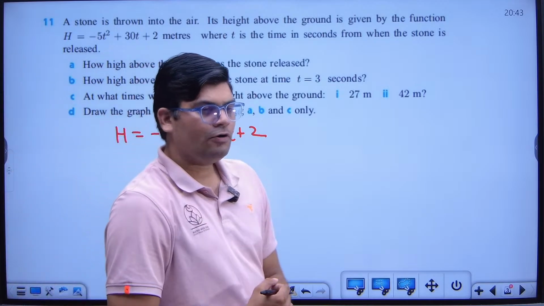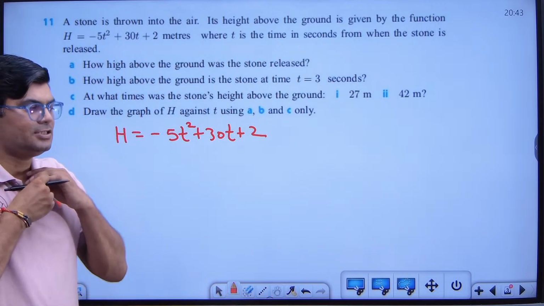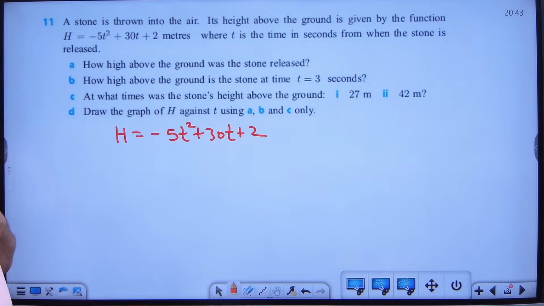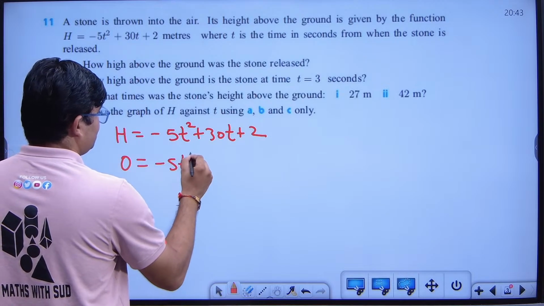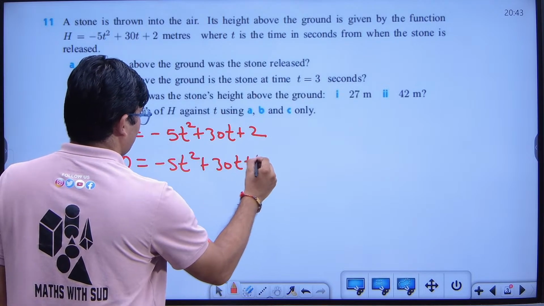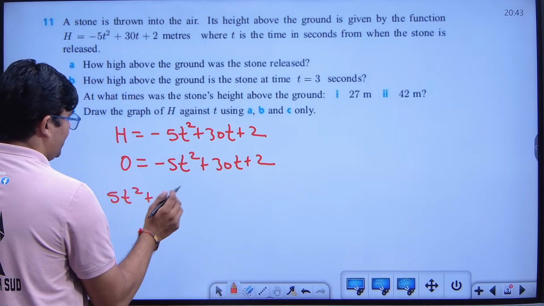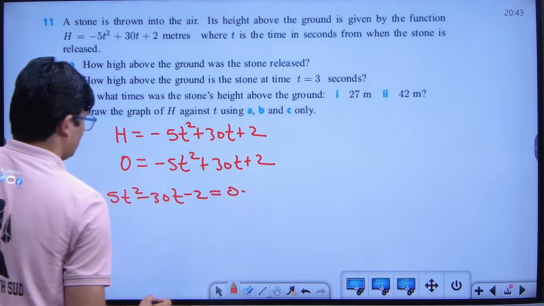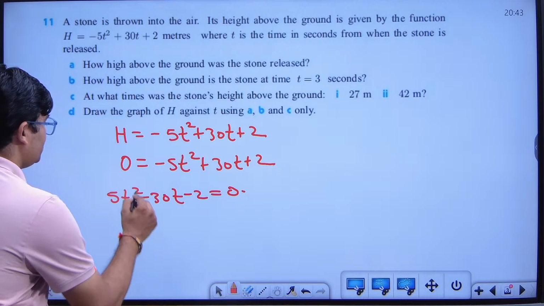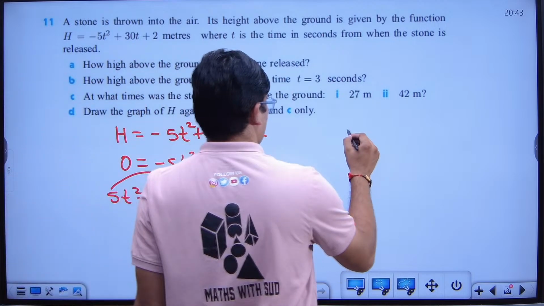So how to find the time of flight? Let's take h as 0. So minus 5t square plus 30t plus 2 is equal to 0. I am taking everything on the left hand side, so you will have 5t square minus 30t minus 2 is equal to 0. Now what is the first step that we have to do? Multiply 5 and minus 2, which is minus 10.